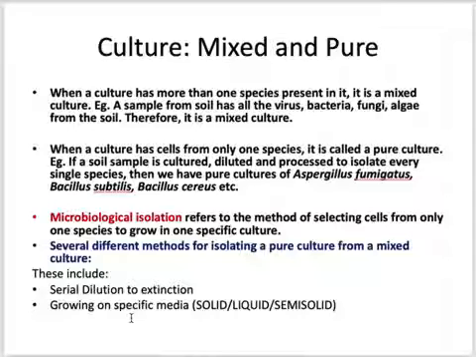So for this part of lecture 3, that's all. In the next part, I'll talk about these methods, serial dilution to extinction and growing on a specific media. By these two methods, we can isolate a pure culture, that means a single species, from a mixed culture, where there are several different species.